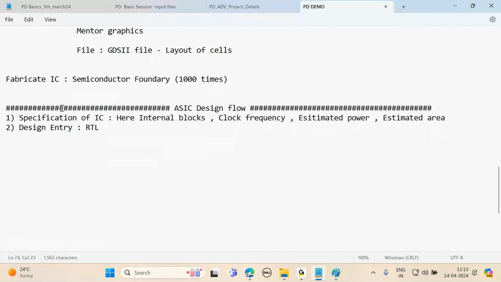RTL means Verilog or VHDL code is used. We use Verilog or VHDL code to define a circuit. So why should we use Verilog or VHDL? Why can I not directly write the circuit?